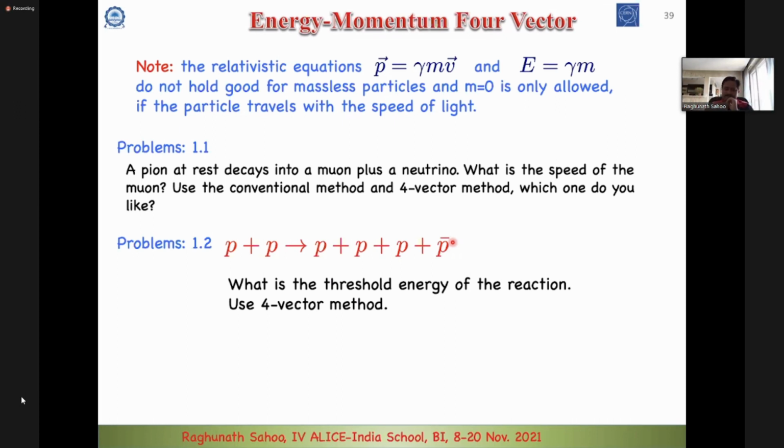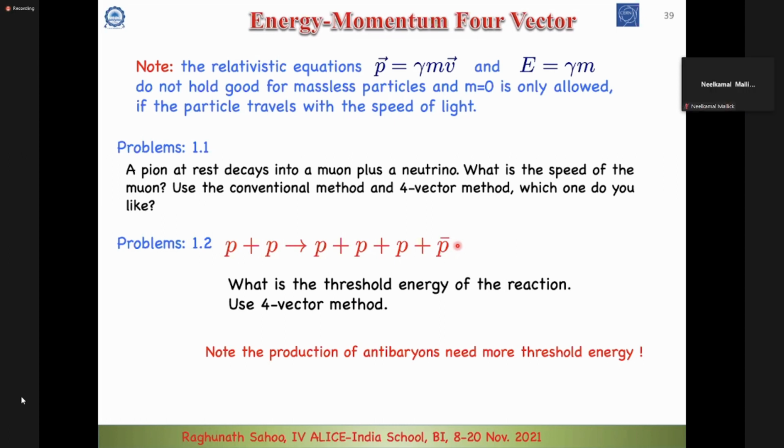I'll discuss about that. But one more thing I would like to bring here is, can anybody tell me why the production of antibaryons, particularly antiproton, needs more threshold energy? Can somebody justify? Anybody to speak up? And that is one of the reasons, even if I wanted to create an antiproton in Bevelac, the energy required for the incoming projectile proton was 6 GeV, whereas antiproton mass is 1 GeV around, right? So why is higher energy required for the production of antibaryons?